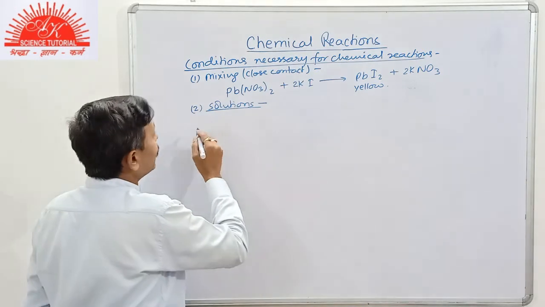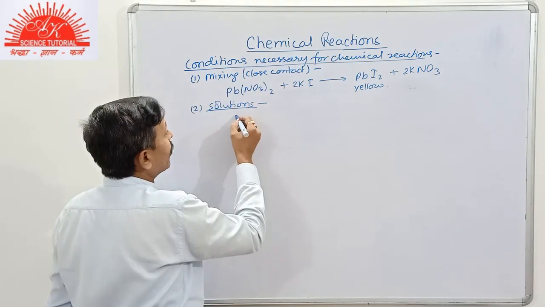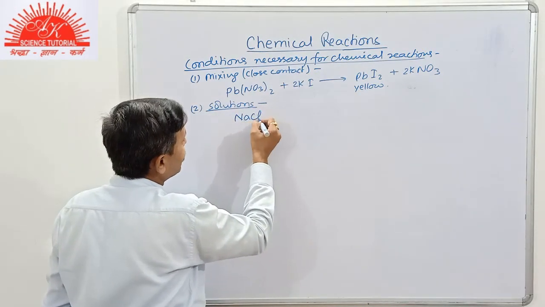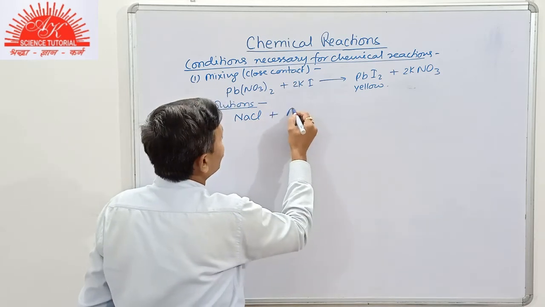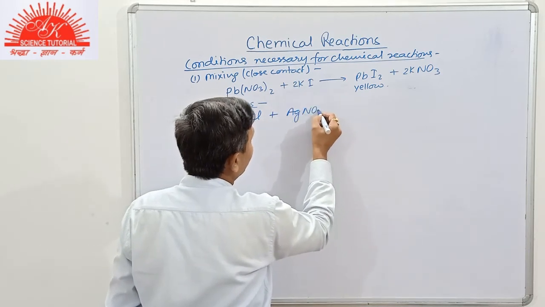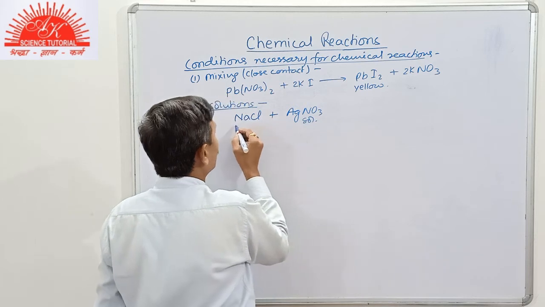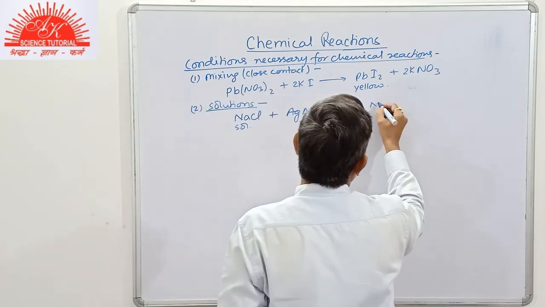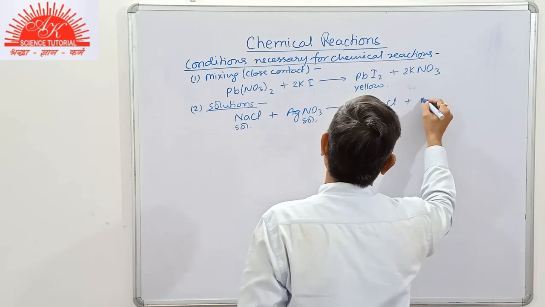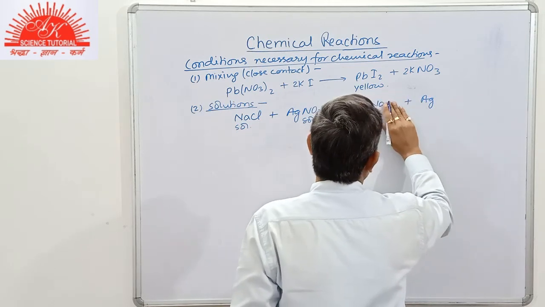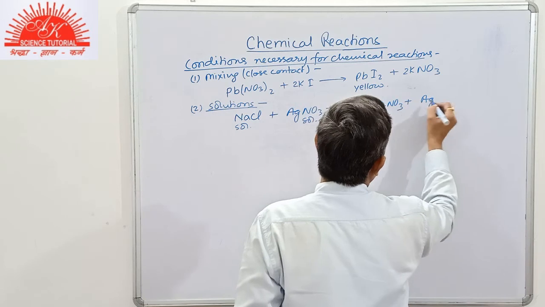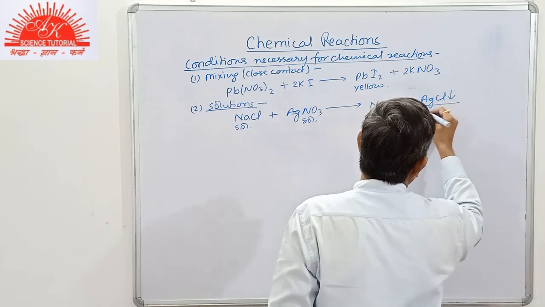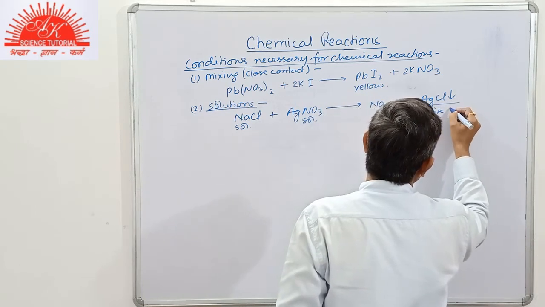So we write here, in solution state, suppose NaCl is reacted with silver nitrate, that is, they are in solution state. Now it gives us NaNO3 and AgCl. Here the white precipitate is formed.